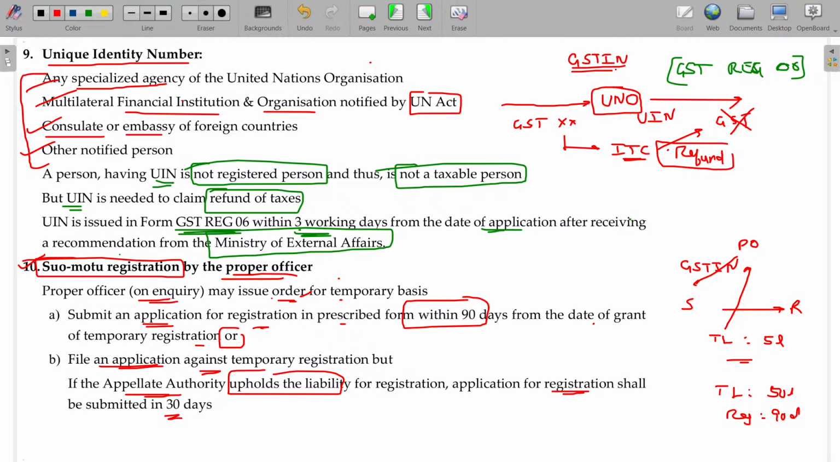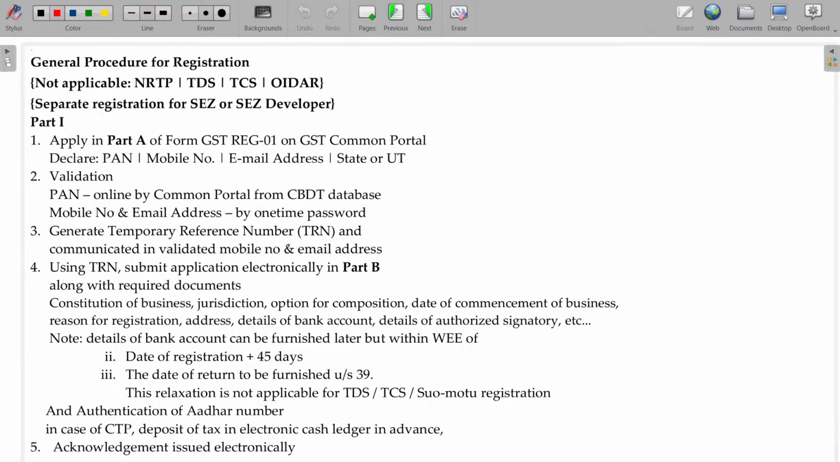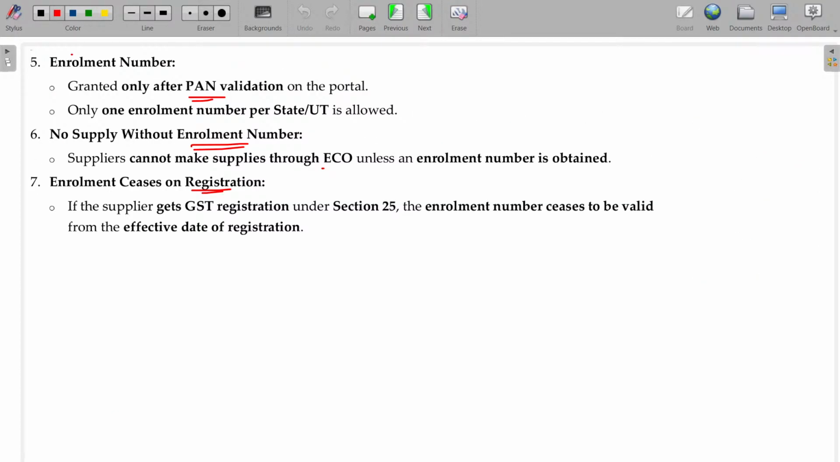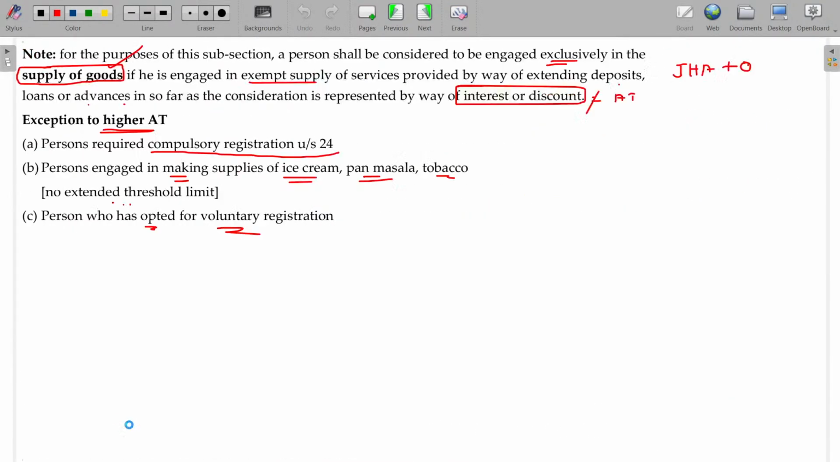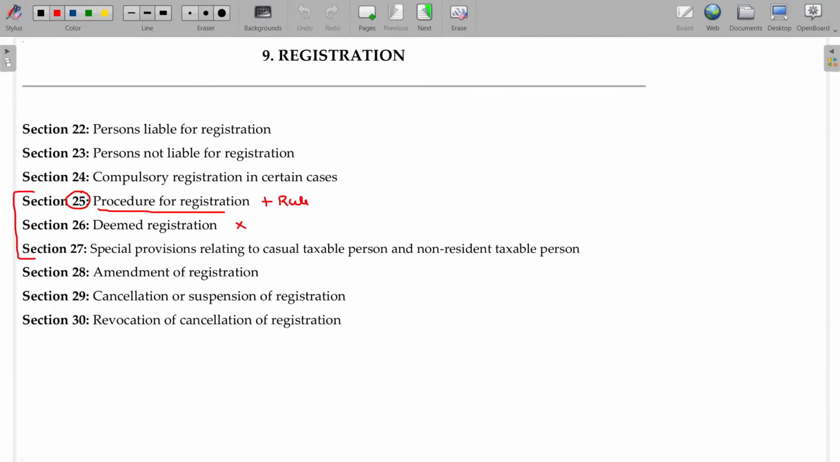So, if the proper officer grants the GST number suo motu, you have to go for a regular application within 90 days, or you can argue with them, stating that I am not liable. If you go for arguing, your argument may be accepted or it may be rejected. If it is rejected by the appellate authority, then automatically within 30 days you have to go for the regular registration. Is that clear? So with that we have completed section 25. Okay, section 25 is over.